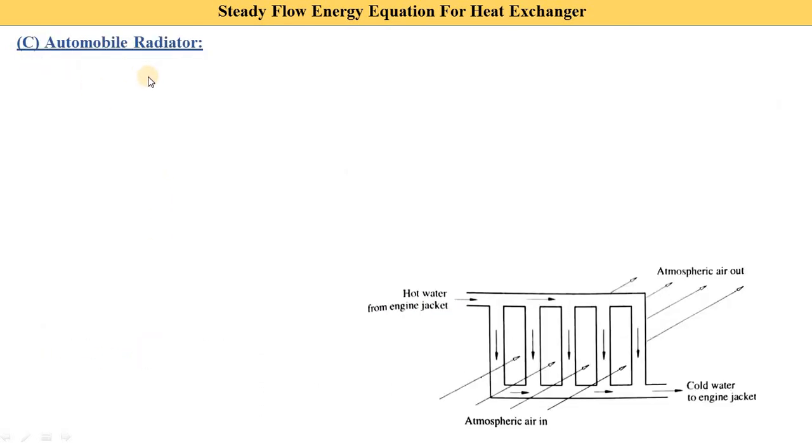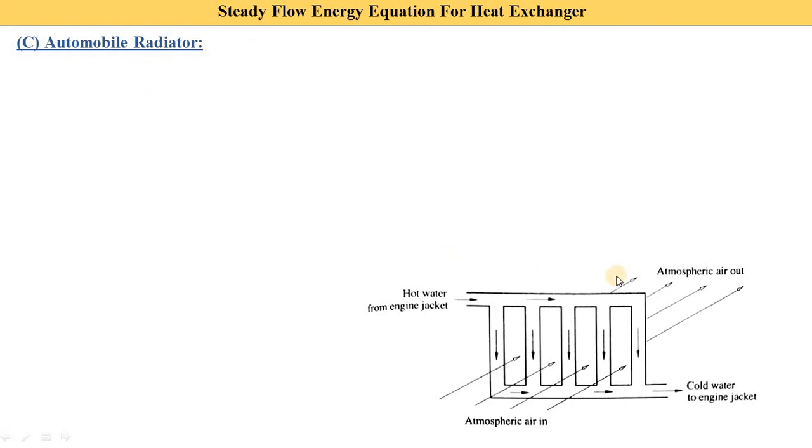Now the third one is the automobile radiators. Generally in our four-wheel vehicles, a heat exchanger is provided to cool the engine. In the front part of the car there is a cabin, the bonnet, and above the number plate you see that a certain open space is provided. Air from this space is supplied to the radiator, and this air absorbs the heat from the water and rejects it to the atmosphere.